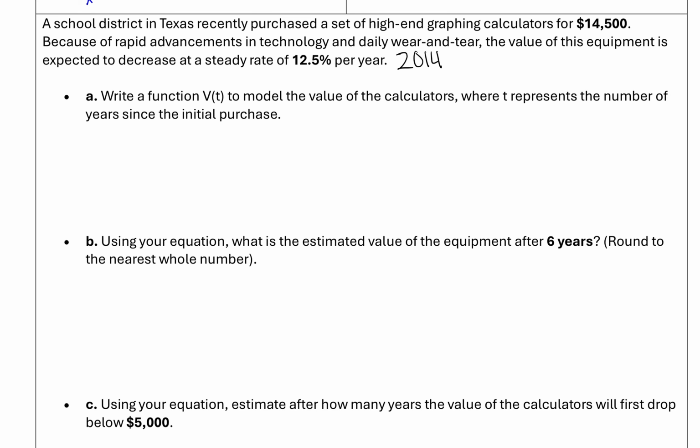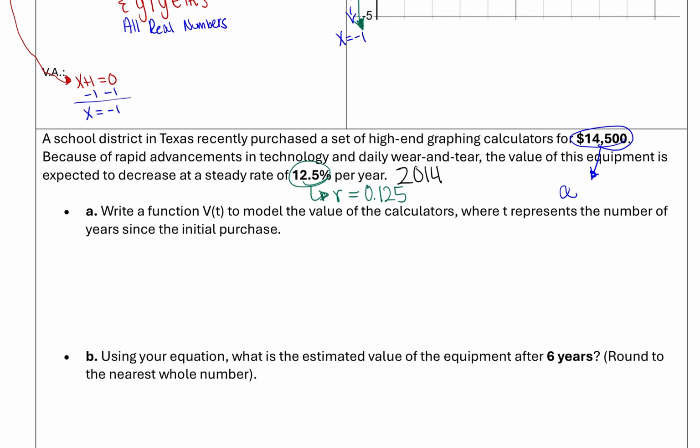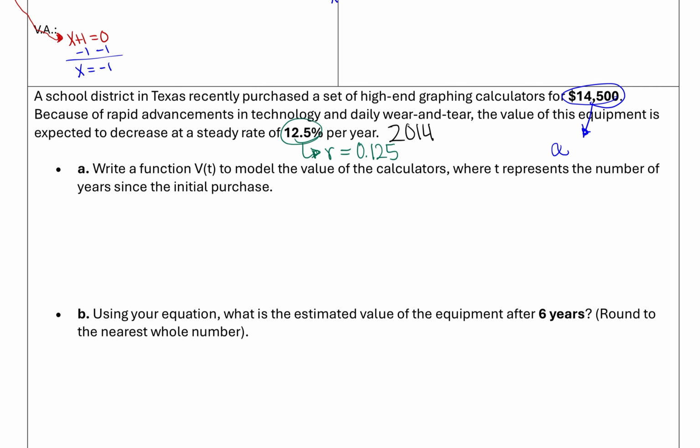Okay, so from there, what do we do? Well, we know that we are given the initial value. $14,500 is going to be the initial value A. We also have the R value given to us by 12.5%. So we then convert that to the decimal format, which will be 0.125. Now, keep in mind that this is a decreasing function, right? It says decrease right there, so this will be an exponential decay function, which means that we have to identify what the 1 minus r will be.